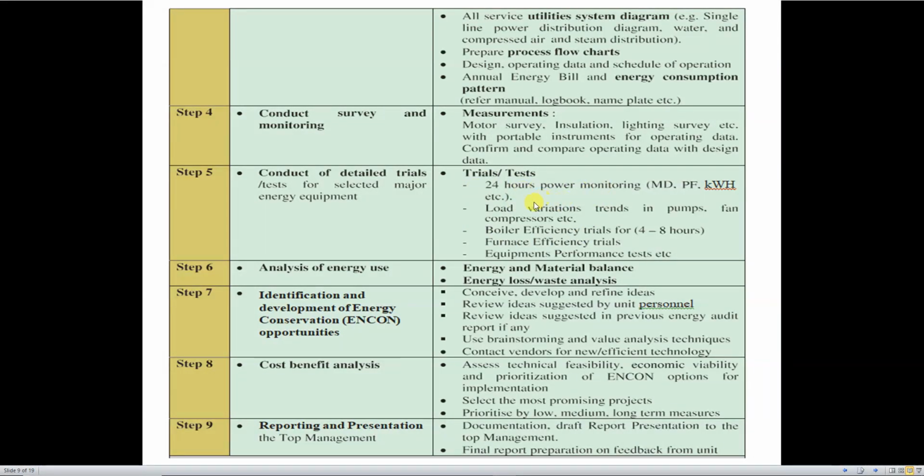Next is step number 6, which is analysis of energy use. Now here, energy and material balance and energy loss and waste analysis is what we are going to get. Okay, now here step number 6 is more concerned with the energy analysis. Okay, energy कितना कहाँ पे use हुआ. Okay, we are going to analyze. And thereby analyzing this, in real time, we are going to get the energy and material balance.